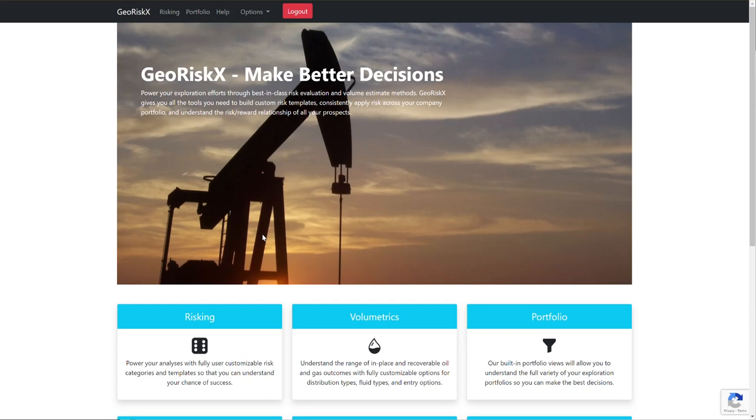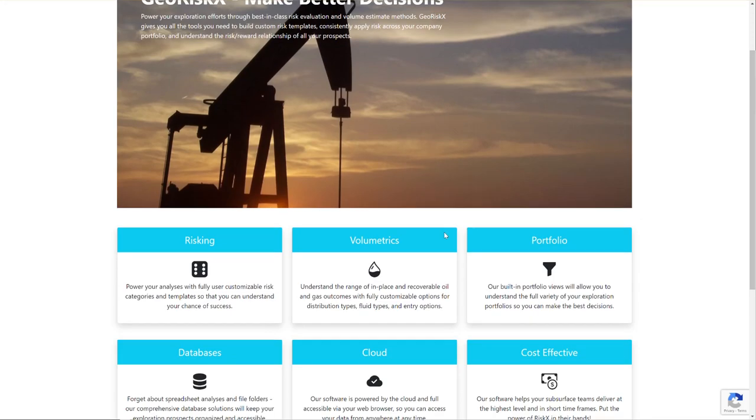Well, I believe that using modern software and a modern approach to geological risking will help you build expertise and more quality into your risking process in your exploration portfolio. And there are a few areas where we try to do this.